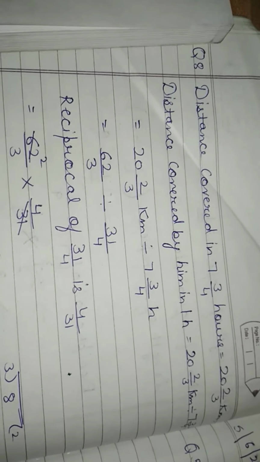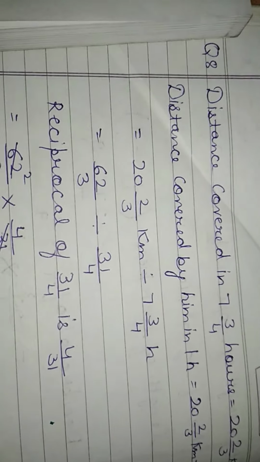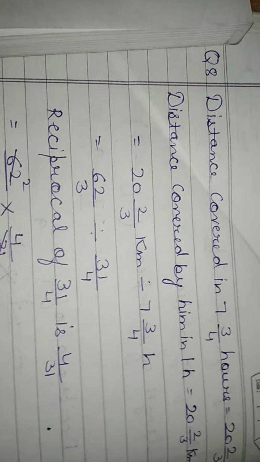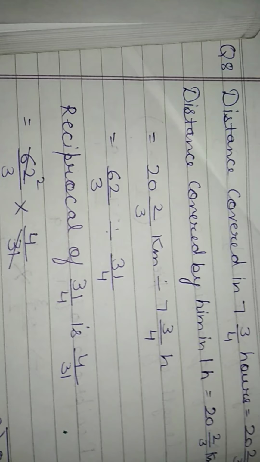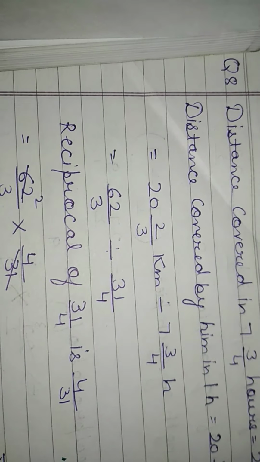Good day students, we are doing word problems of exercise 2C. In question number 8, our statement is: Vikas can cover a distance of 20 2/3 kilometers in 7 3/4 hours on foot. How many kilometers per hour does he walk?